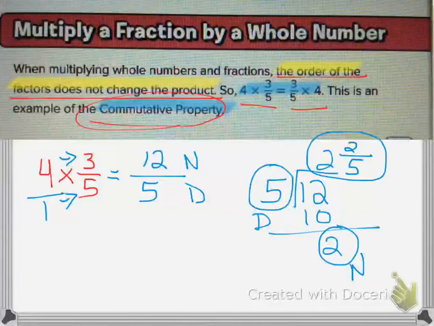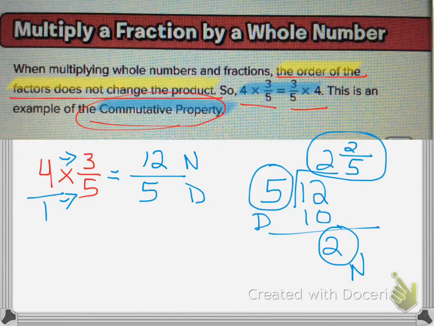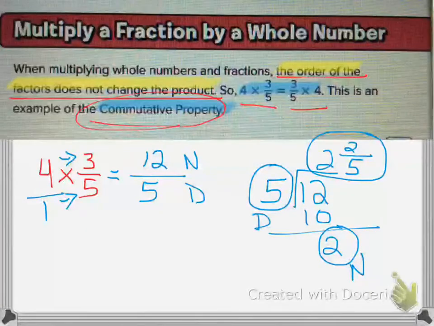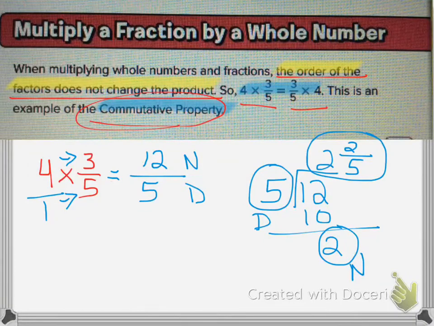Okay, vocab. These are all vocab words, right? So our answer would be 2 2/5. If we switched these around, we're going to get exactly the same answer. Okay?